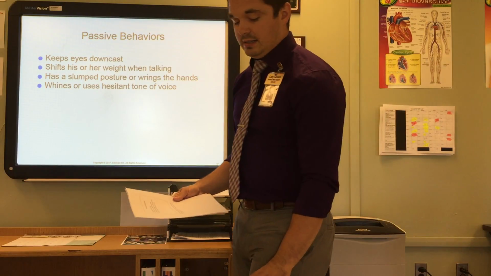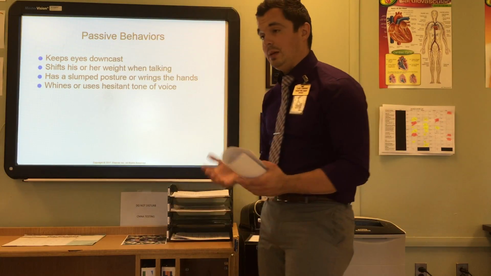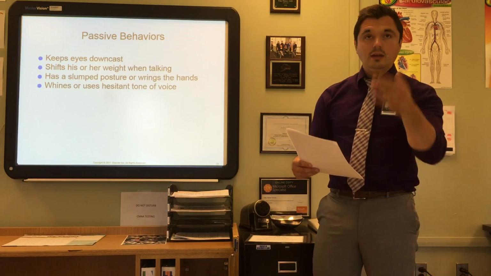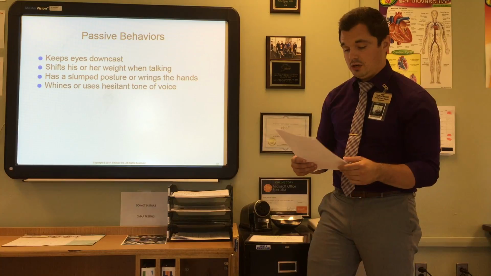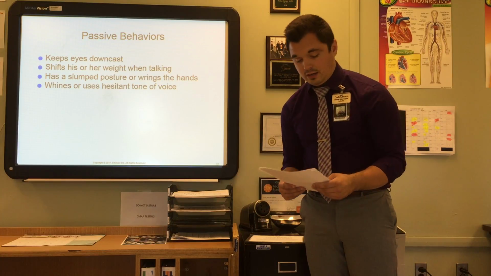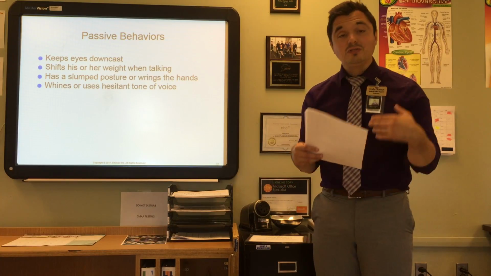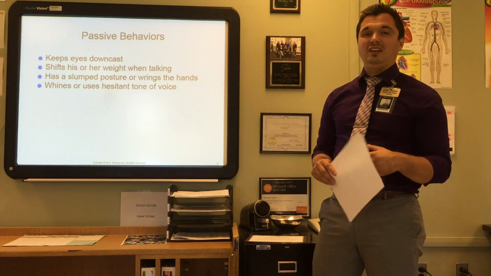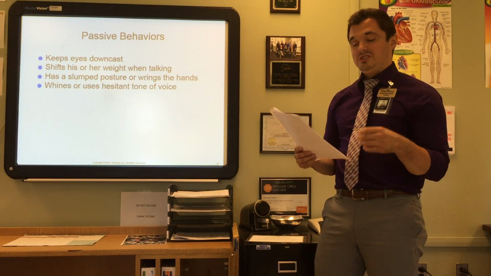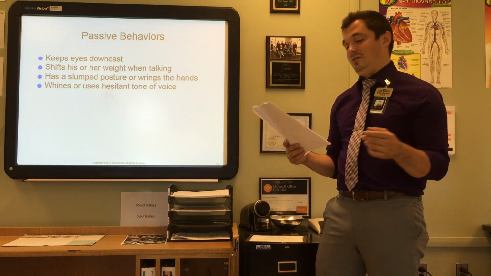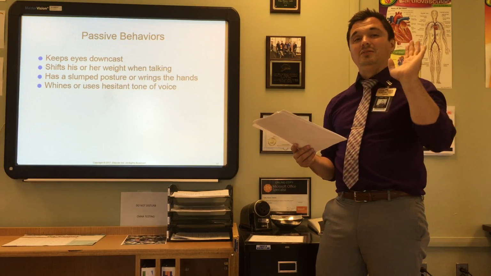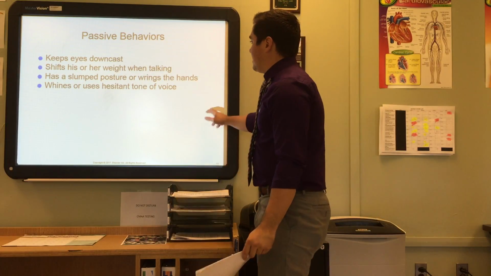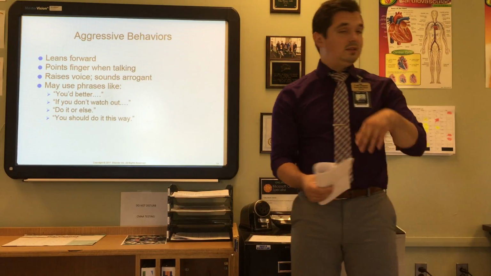So some ideas or some things that you'll see with passive behaviors, they'll keep their eyes downcast. They're really not looking at you in the eyes and having that conversation. They'll shift their weight when they're talking. They have a slumped posture and wringing hands. They'll use a whiny or hesitant voice. And they'll use terminology like maybe, would you mind if this happened? Or it's not even that important, don't worry about it, that type of thing. That's passive behavior.